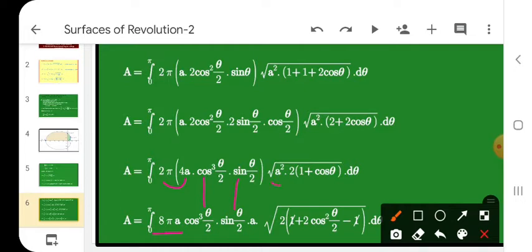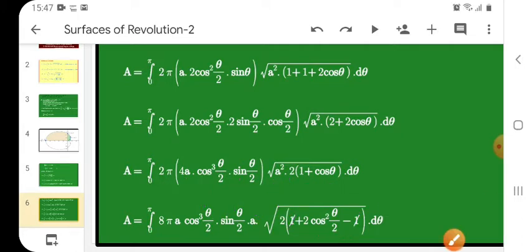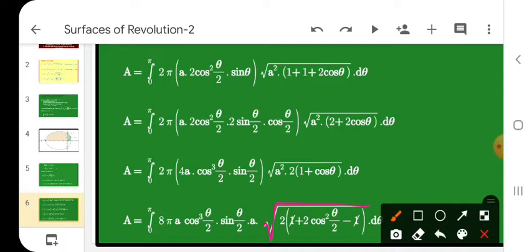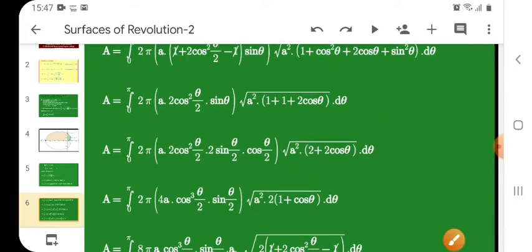In the root, I take a square outside. What is root a square? a. Same, 2 into (1 plus cos theta). What is 1 plus cos theta? Again 1 plus 2 cos square theta by 2 minus 1. Here also 1 cancels. So what is the term in the root? 2 into 2, 4 cos square theta by 2. In the root, we have 4 cos square theta by 2.